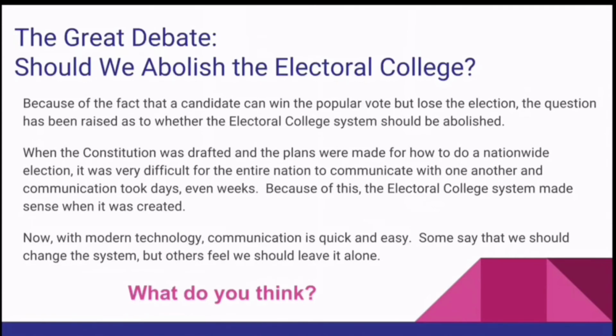When the Constitution was drafted and plans were made for how to do a nationwide election, it was very difficult for the entire nation to communicate with one another, and communication took days, even weeks. They had to use the Pony Express, snail mail. Because of this, the Electoral College system made sense when it was created. Now, with modern technology, communication is quick and easy. Some say that we should change the system, but others feel we should leave it alone. What do you think?